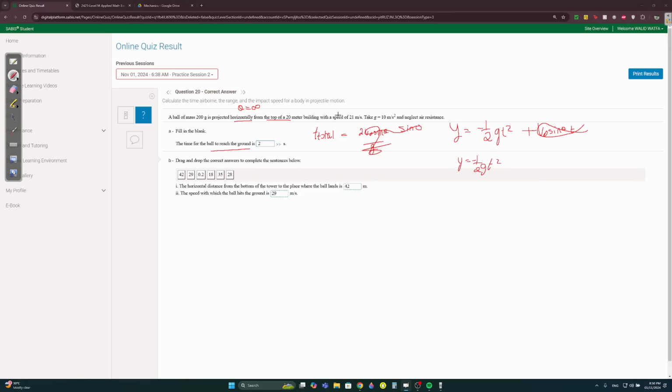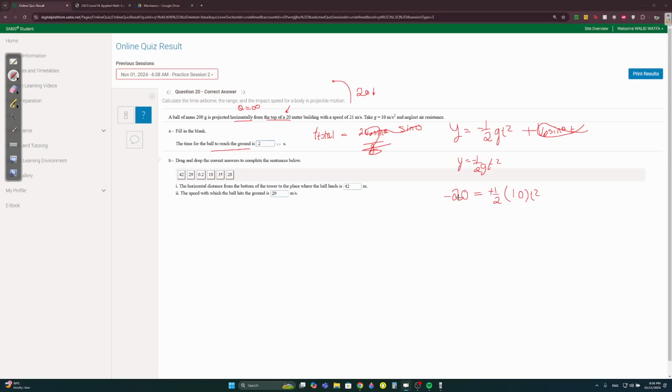Okay, y is how much? It's a 20-meter building. You start here. You finish 20 meters below, right? So what's the y going to be equal to? Negative 20. Please don't put positive. Think about it. Equals, always y is your final position, minus half times 10 times t squared.